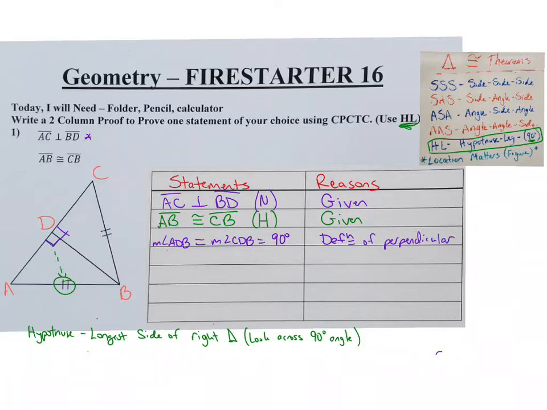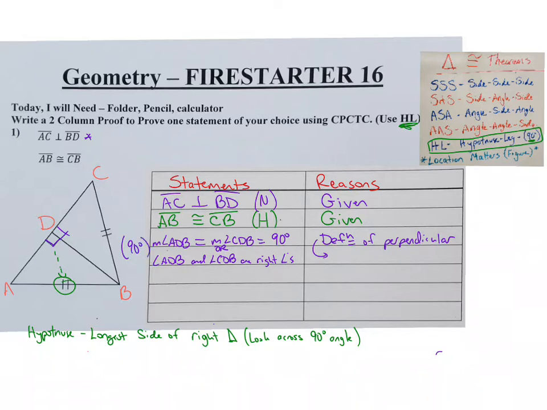So if you don't know what perpendicular means, if you don't know what this symbol means, then there's no way you're going to be able to tell me it's equal to 90 degrees. Now this is not the only way to write it. You could say angle ADB and angle CDB are right angles. So there's two ways to write it, and it would be the same thing. It would be the same exact reason. So this right here is your 90 degree angle statement.